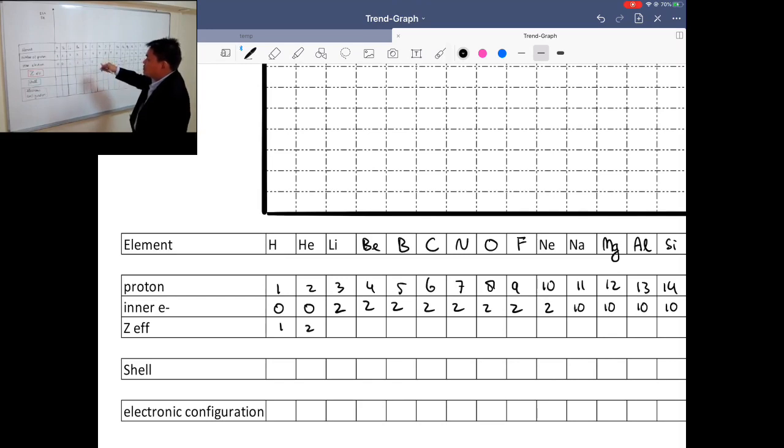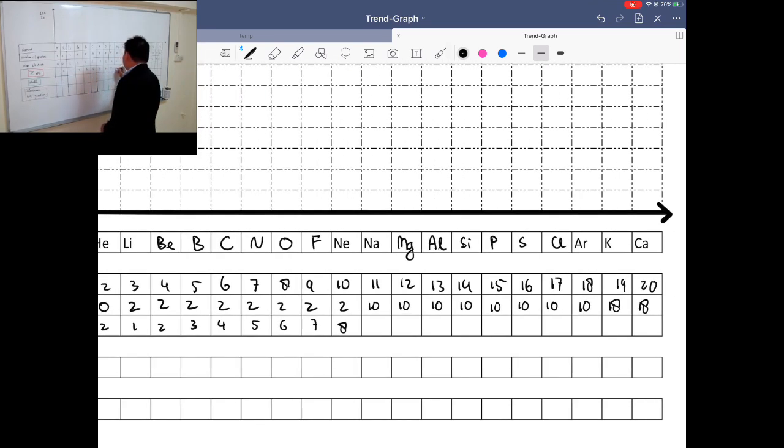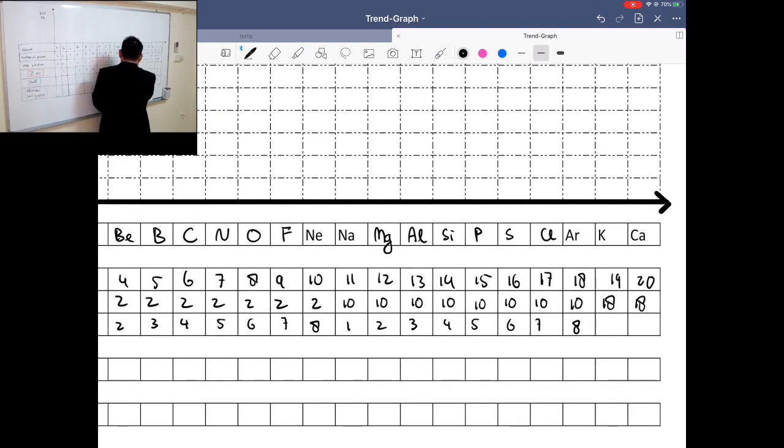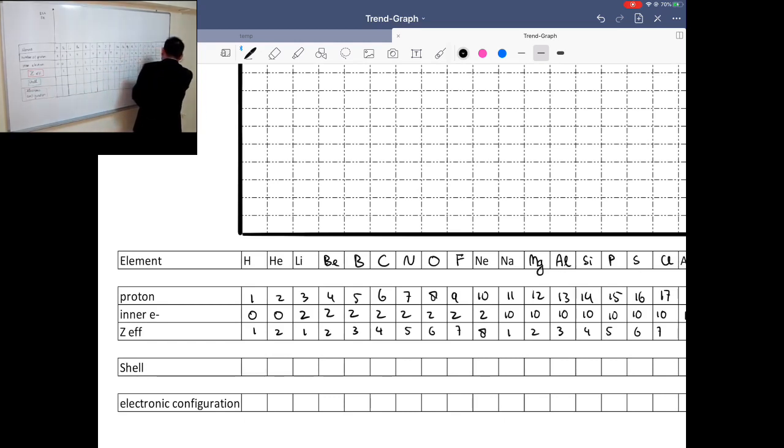Effective nuclear charge, we simply minus away the inner electrons from the number of protons, similar to the previous trend. So 1, 2, 3, 4, 5, 6, 7, 8. From sodium to argon, same, minus away. It will be increasing from 1 to 8. Potassium and calcium increase also from 1 to 2. So that's the effective nuclear charge.